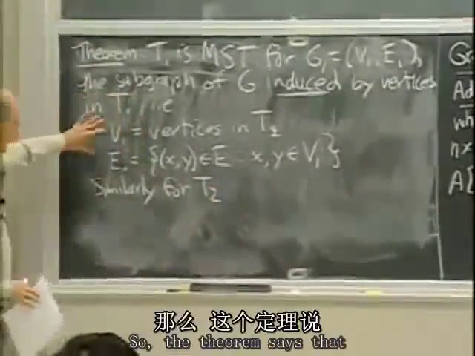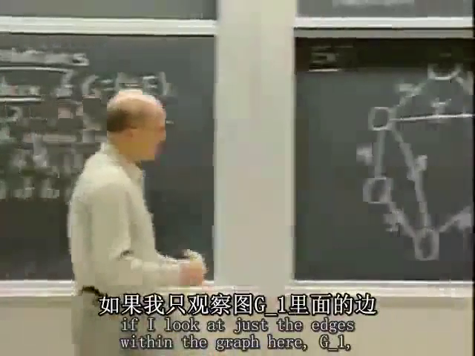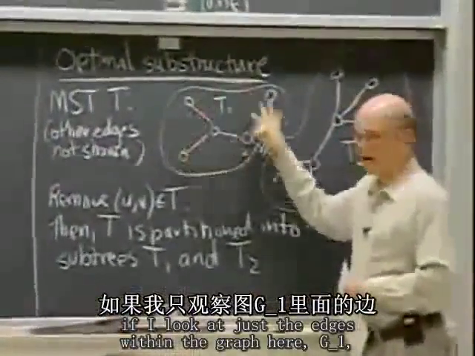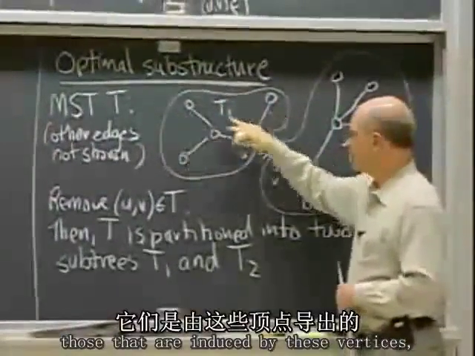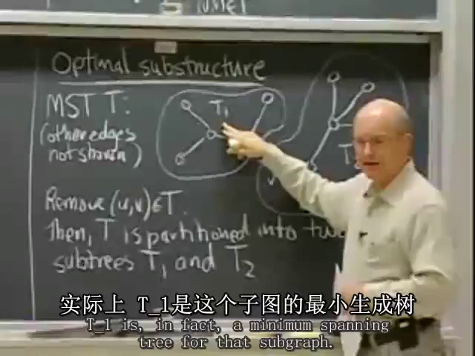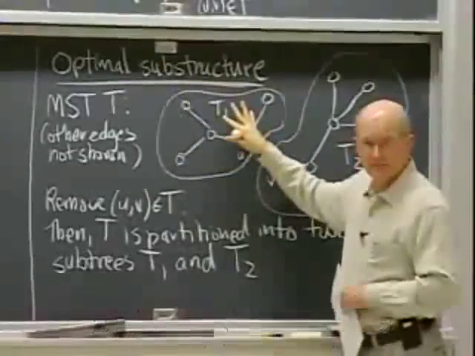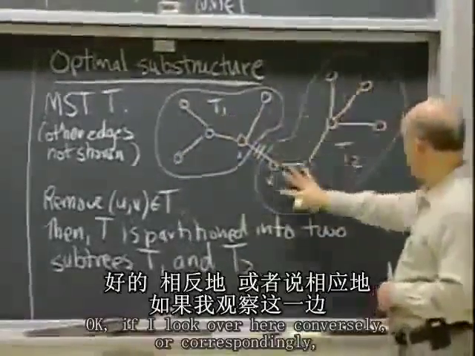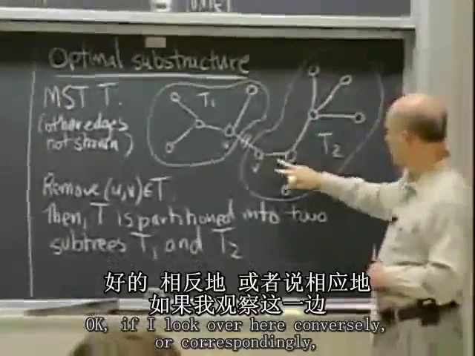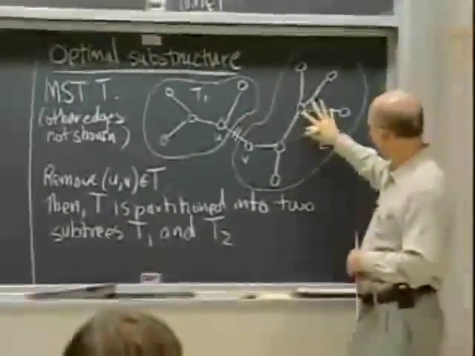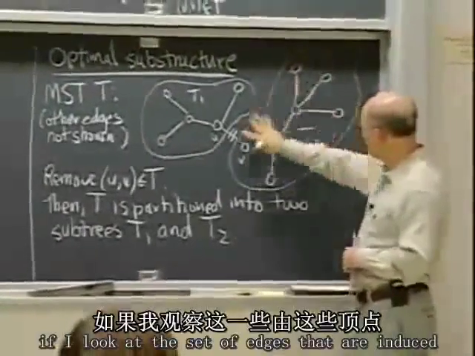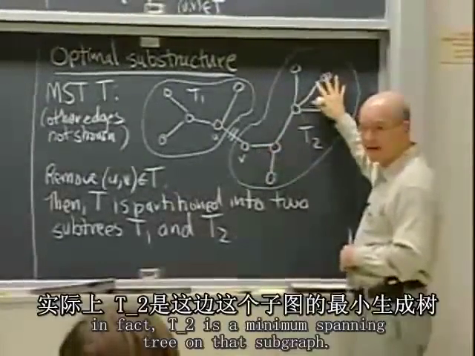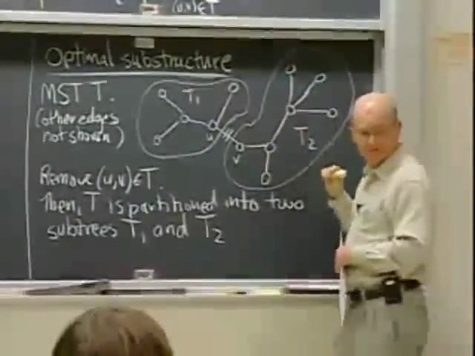So the theorem says that if I look at just the edges within the graph here, G1, those that are induced by these vertices, T1 is in fact a minimum spanning tree for that subgraph. That's what the theorem says. And correspondingly, if I look at the set of edges that are induced by the vertices in T2, in fact, T2 is a minimum spanning tree on that subgraph.